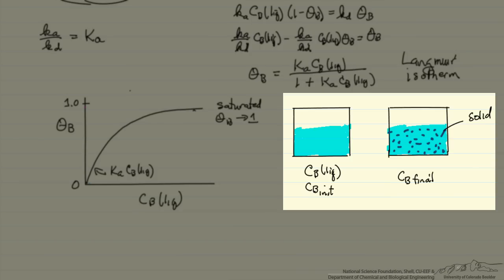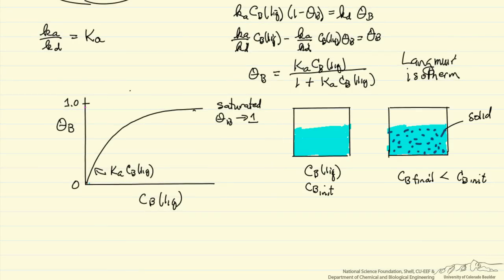And the final concentration is less than the initial concentration because of adsorption on the solid surface. We know the volume of the starting liquid. We measured a difference in these concentrations. We can calculate how much is adsorbed. We can calculate QB, and we can make measurements up to saturation to determine the saturation coverage.